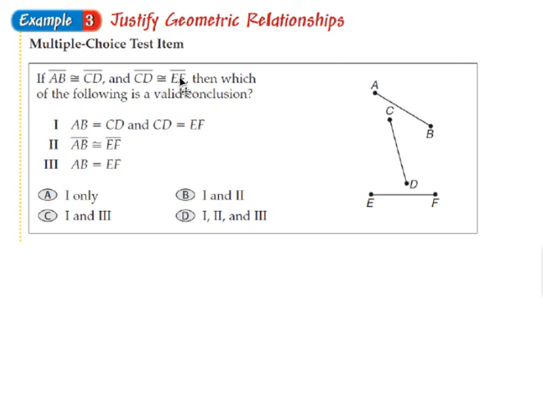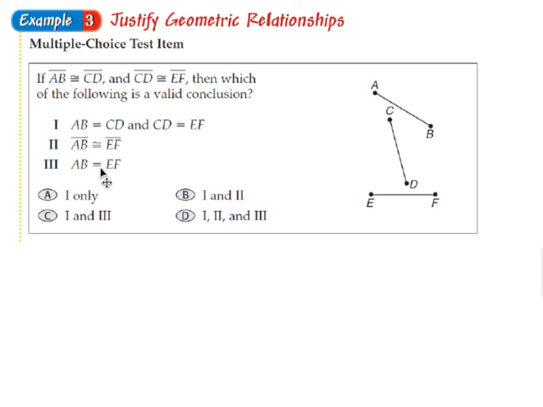And if you want a simpler way of looking at it, if AB is 4, CD has to be 4. And since CD is 4, guess what? EF is 4 as well. Why? Because they're all congruent to each other. So the connection here is CD. Since EF is congruent to CD and AB is congruent to CD, they're both equal to each other because they're congruent to the same thing, or in this case the same segment, which is CD.